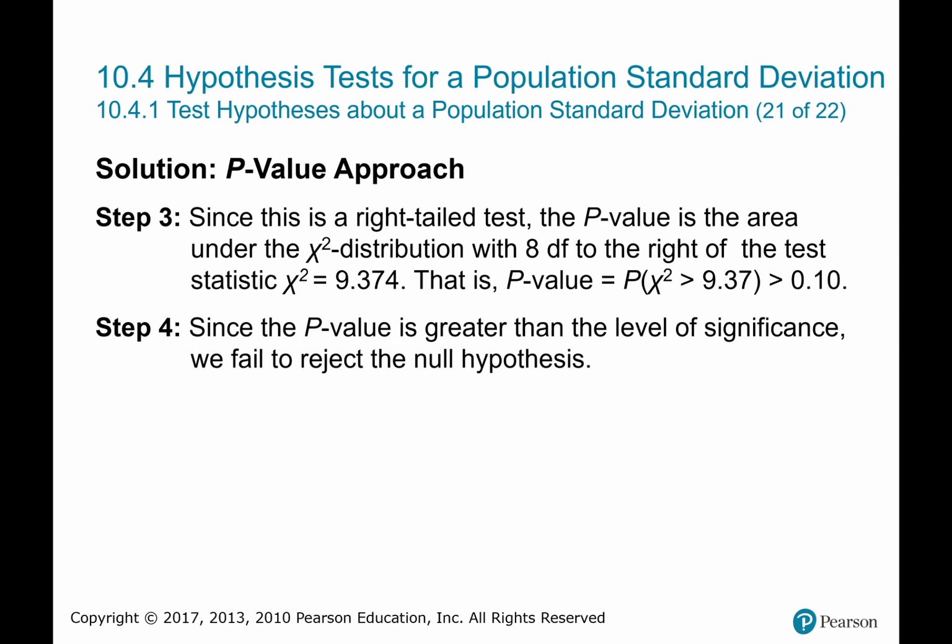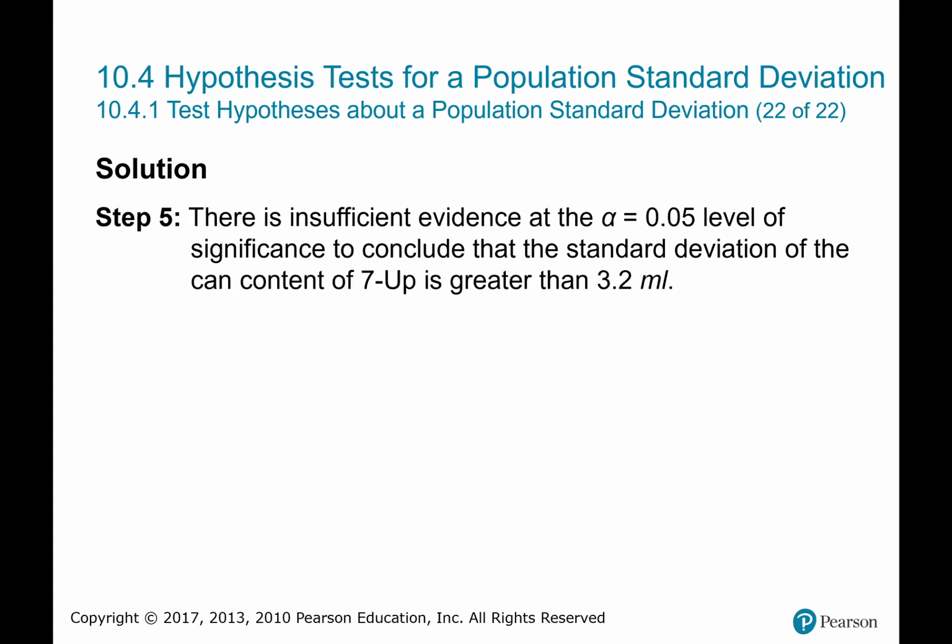That is, the p-value is greater than 0.10, which is the alpha that they had chosen. Then since p is greater than the level of significance, we fail to reject the null hypothesis. So all that means is the probability was bigger than 0.10, so we can't reject it. And so there is insufficient evidence at the level of 0.05 to conclude that the standard deviation of the can content of 7-Up is greater than 3.2 milliliters.